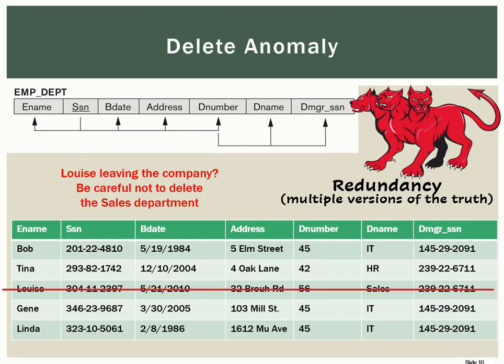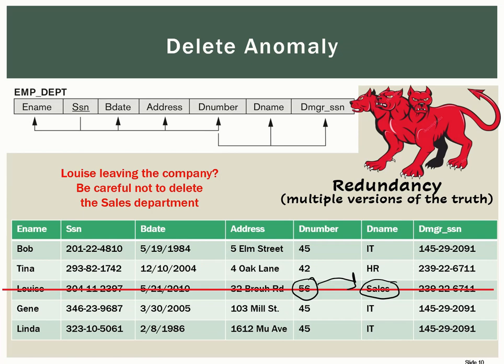The final anomaly is a delete anomaly. And so let's take the example of Louise. Louise is the only person in our sales department, and she's leaving the company. So of course we want to delete her row from the table. But when we delete her row, we're also deleting the information about Louise. In other words, we're deleting the fact that department number 56 is associated with the name sales. Once we delete the very last employee from that department, the entire department is deleted along with Louise.